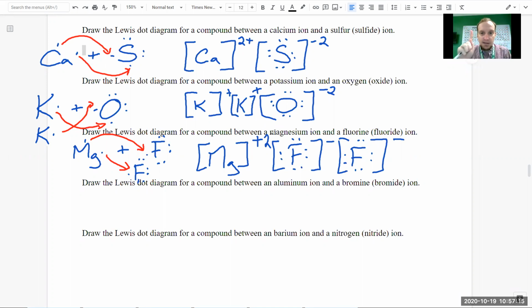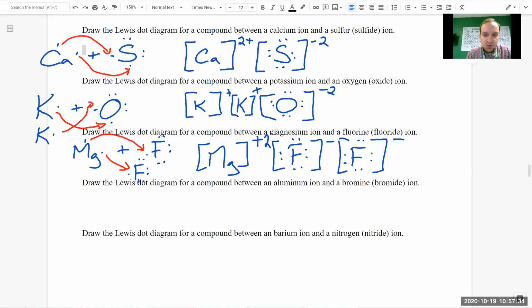Each fluorine can take 1 because it has 7. The magnesium is going to bring 2. So because magnesium has 2 to get rid of, it's going to take 2 fluorines for every 1 magnesium. I'm doing a thing here that I want you guys to notice. This is going to be important in the next video, what I'm doing.